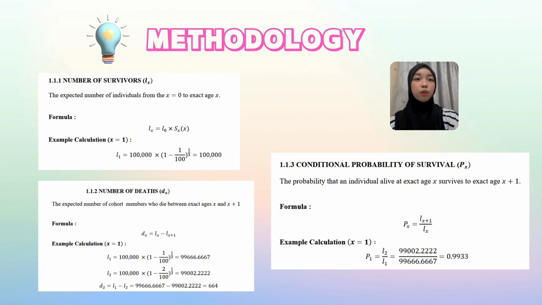Second, the probability of dying, Qx. This is the complementary probability, the likelihood that an individual aged x dies before reaching age x plus 1. This implies Qx equal to 1 minus Px.